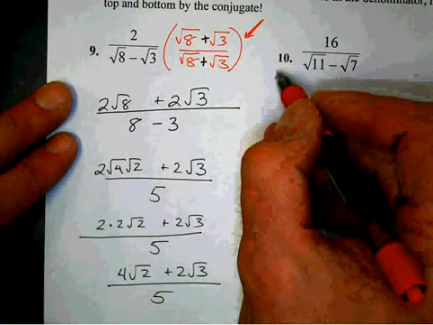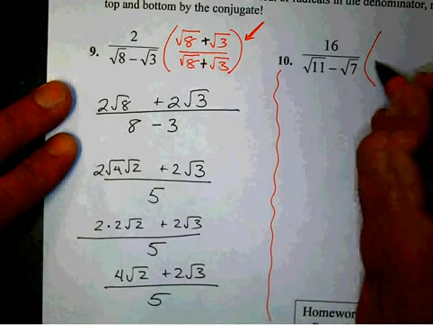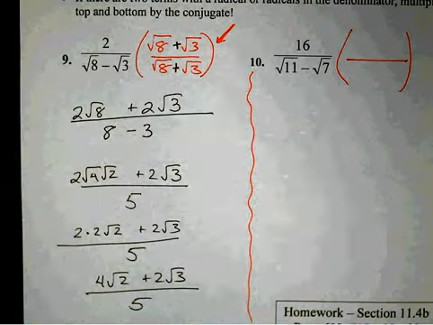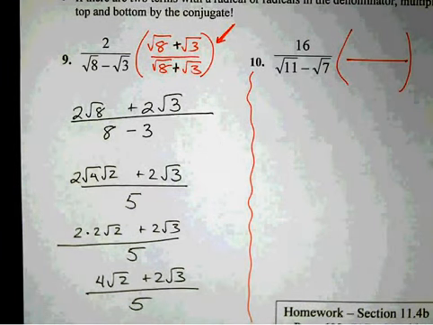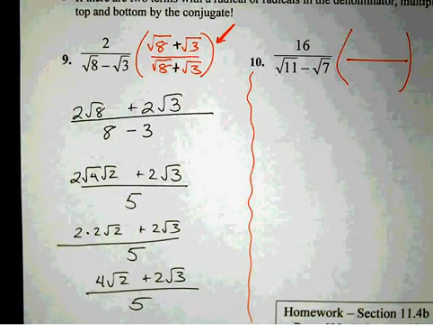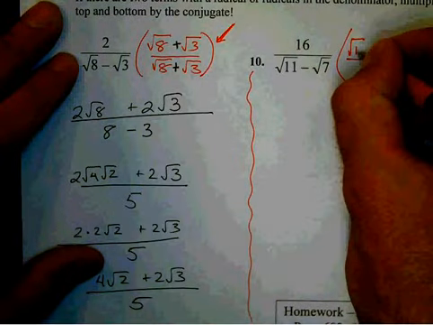Okay? All right, little mini quiz. Write down what you think the conjugate is on number 10. Don't say it, write it down. What is the conjugate you're going to multiply by on number 10? And now check, did you multiply both the top and the bottom by the same thing? All right, Abby, what was your conjugate? Root 11 plus root 7. Good.